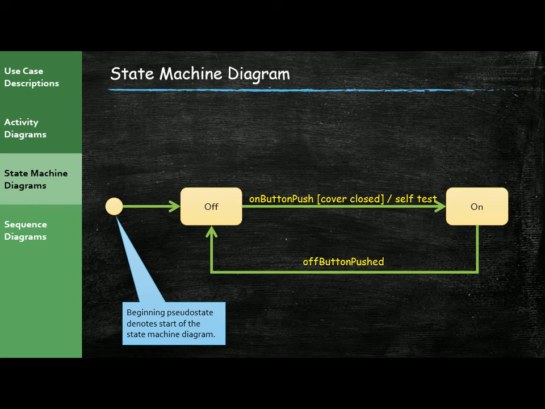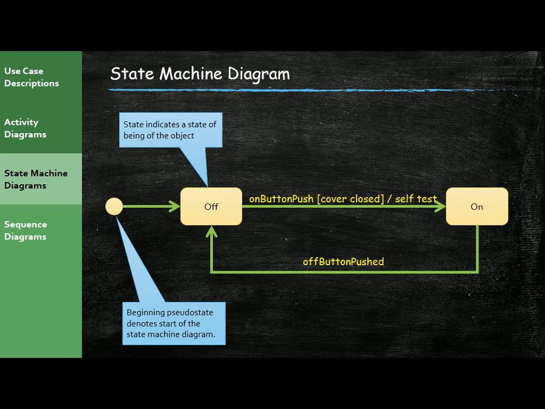So usually when the object is created, it's created with a state of off. And then we can turn it on by pushing the on button, and we can turn it off by pushing the off button. And likewise, we can keep going around and around and around. So we have the beginning, which is the dot. We have the state, which indicates the state of being of the object.